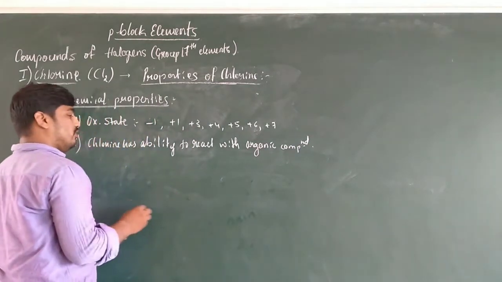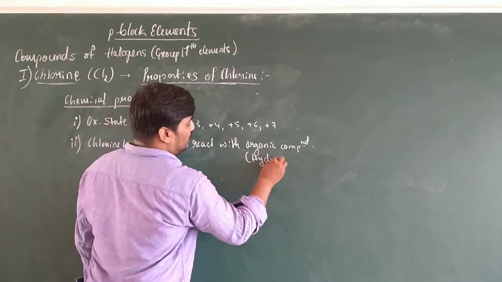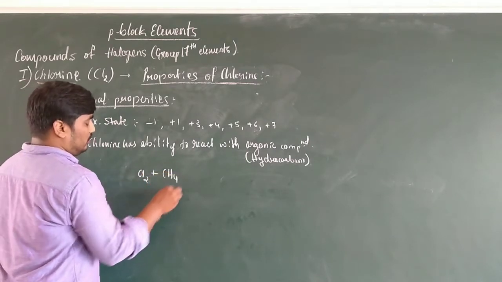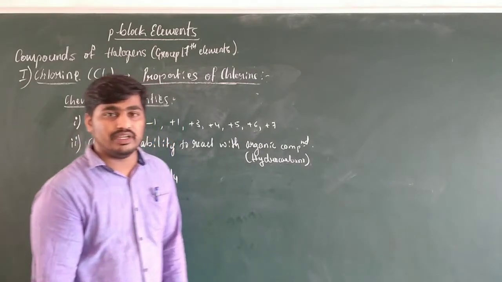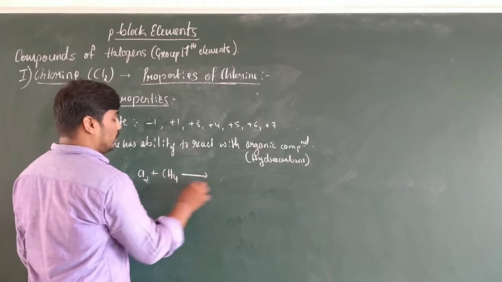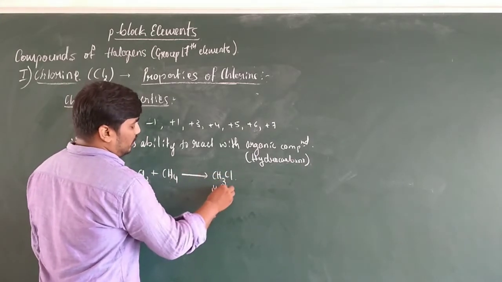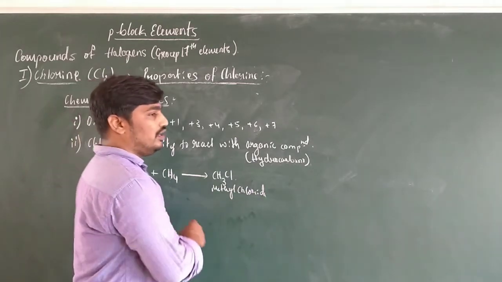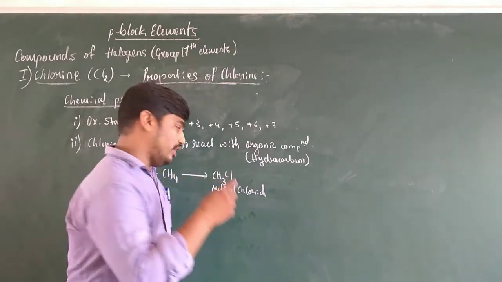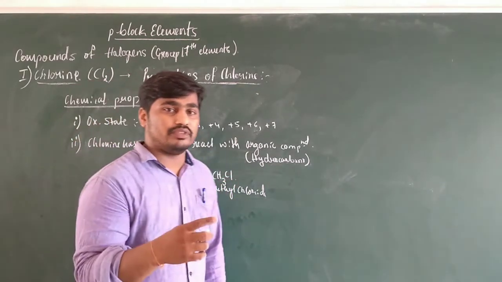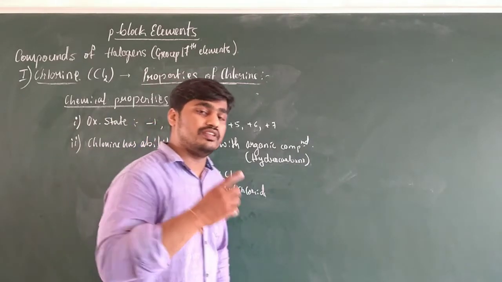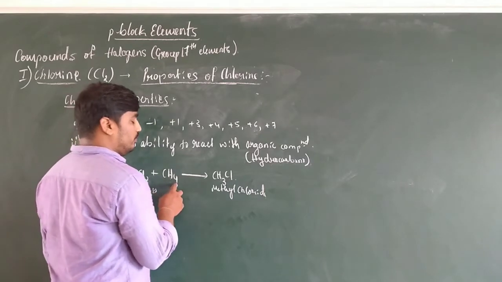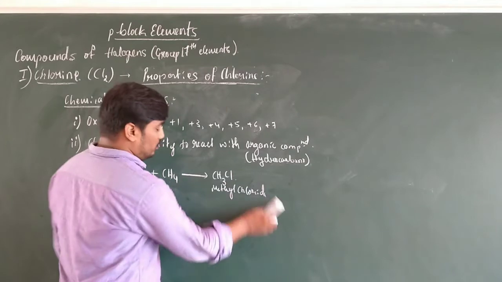For example, hydrocarbons, particularly. Whenever chlorine reacts with a hydrocarbon, consider CH4, which is nothing but methane, it reacts with chlorine and gives methyl chloride, correct? So methyl chloride is produced. Again methyl chloride reacts with chlorine and produces methyl dichloride. Again methyl dichloride reacts with chlorine and gives methyl trichloride. The last one is carbon tetrachloride. When excess chlorine is made to react with methane, it produces methyl tetrachloride.